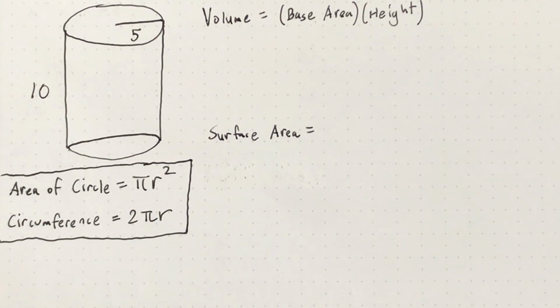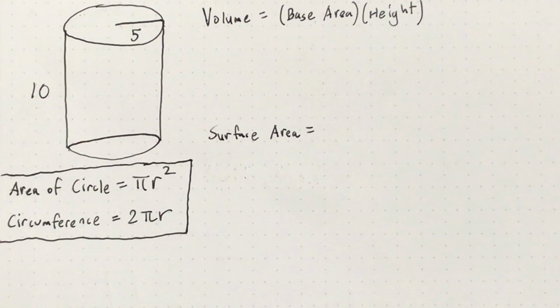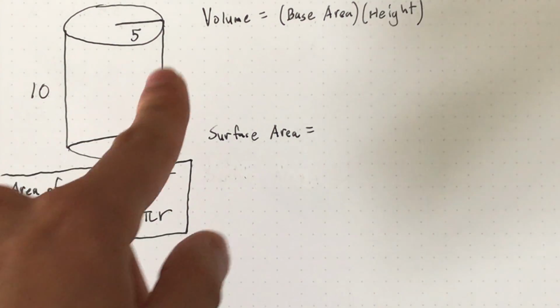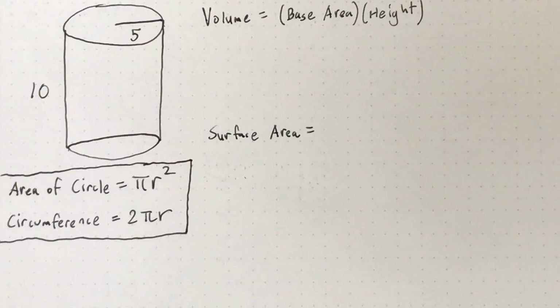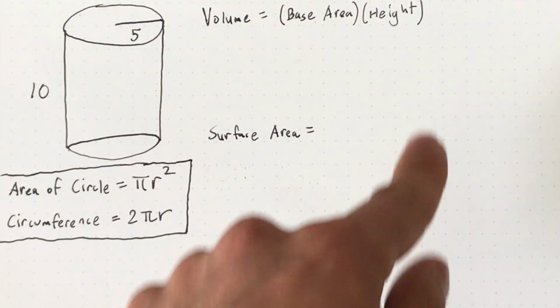In order to find the volume, we first need to know what the area of a circle is. And for a circle, the area is pi r squared, where r is the radius. So the volume of a cylinder is the same. You can get the volume of the cylinder the same way you can get the volume of a prism. Volume of a prism is base area times height, and so is the volume of a cylinder. So to find the volume, we need to do base area times height.